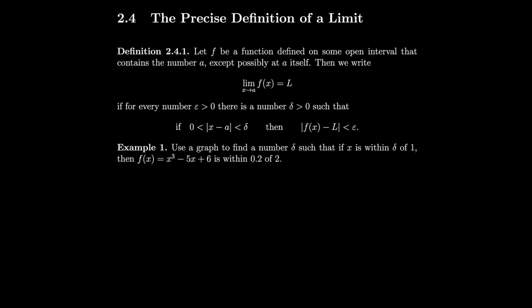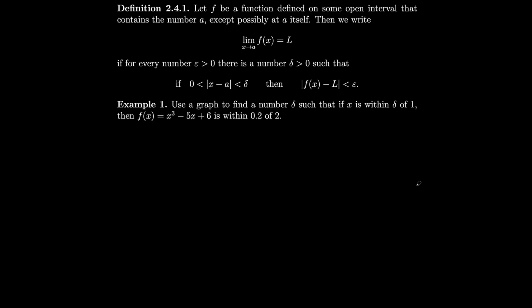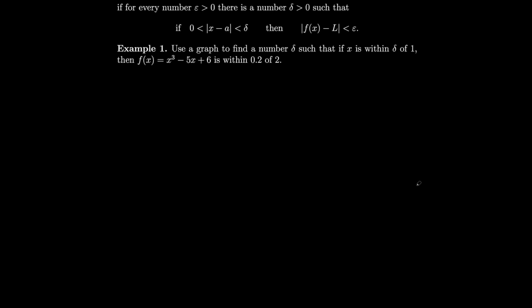So let's use a graph to find a number delta such that if x is within delta of 1, then f of x equals x cubed minus 5x plus 6 is within 0.2 of 2. So our entire point here is that this is one potential epsilon. In this case, we want to try to force the function to be within a distance of 0.2 of our potential limit of 2. For our definition to work for the limit, for it to actually be equal to 2, it would have to work for every possible epsilon, not just this 0.2. But we're going to warm up a little bit before we do another example that works for every possible epsilon.